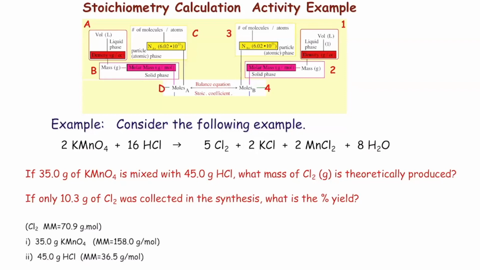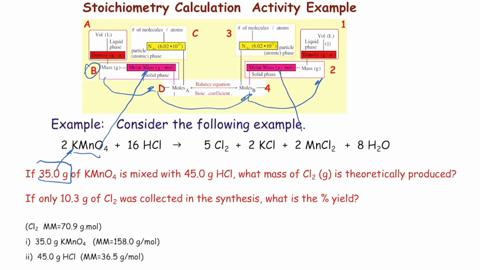That's the balanced equation. So the problem here is to start with 35 grams of that. We're at B, and we want to know chlorine. So B to D, D to 4, 4 to 2. Just like the previous problem. I need to know the molar mass of potassium permanganate because that's what I need right here. And I need to know the molar mass of chlorine because that's what I would use right here.